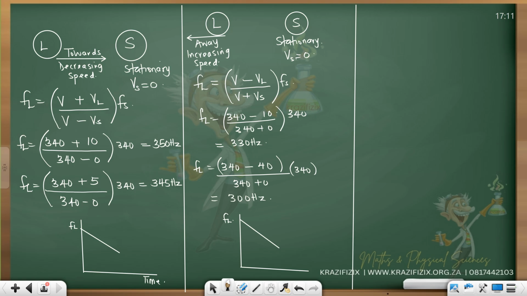Sometimes I've actually seen a question where they said you should draw the graph if the guy is increasing speed. Just put numbers and move on. All right, can I move on from here? Okay, let's move away from here quickly.